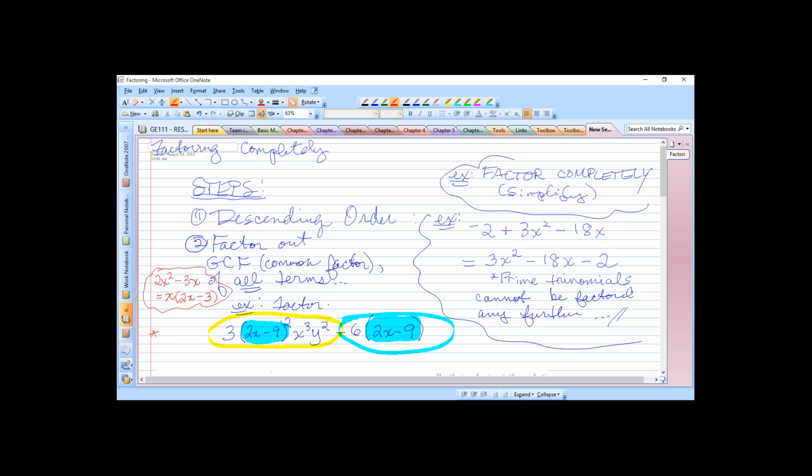But let's take a look at this. We can factor out what's called a common monomial factor. Let's write that: a common binomial factor.